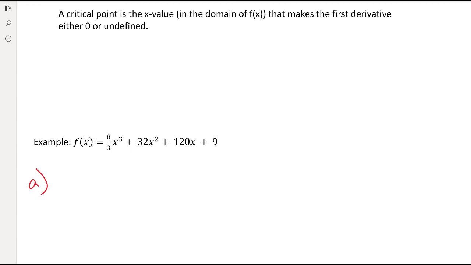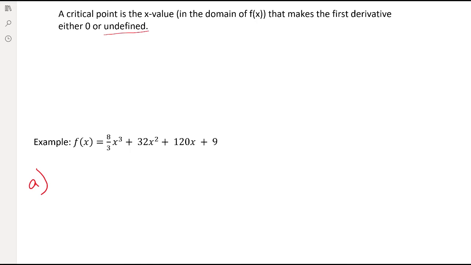Really quickly, what does it mean to be undefined? Well, for you guys, the only way we're going to be undefined is if we take the derivative of a function and we end up with a fraction. Remember, we're trying to avoid having zeros in the denominators of these fractions. So any x value that creates a 0 in the denominator is going to make our function undefined. Okay, all right, here we go.